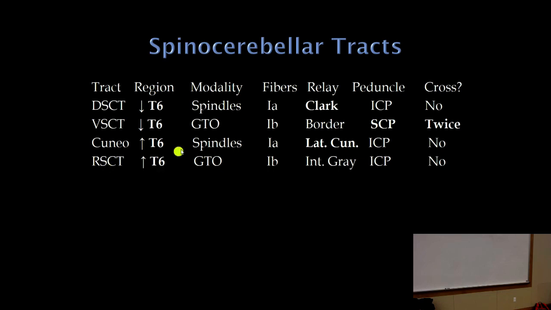The information is either picked up by muscle spindles or Golgi tendon organs. And there's a slight difference here in terms of the speed of input. The 1A fibers are a bit faster than the 1B sensory fibers. The only relay nucleus I would like you to know is Clarke's nucleus, which we hammered quite a bit in the spinal cord lecture. And we associated that with the dorsal spinocerebellar tract.